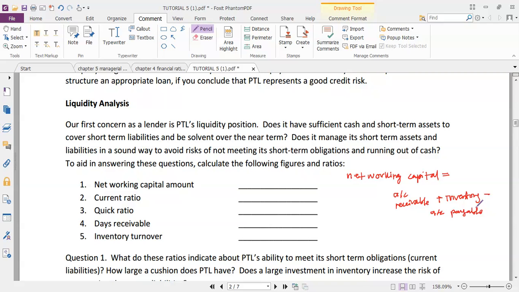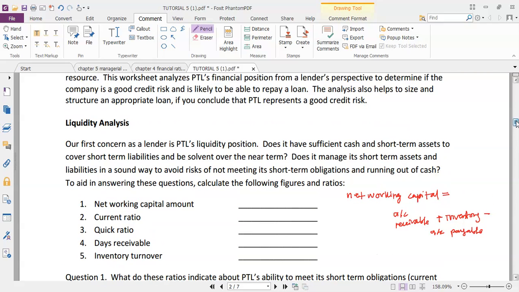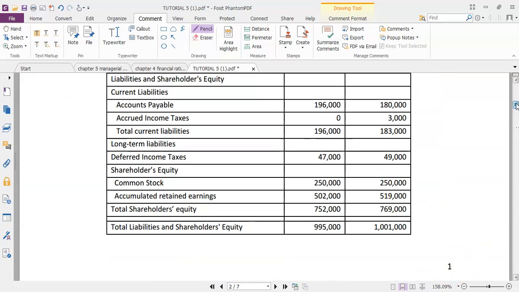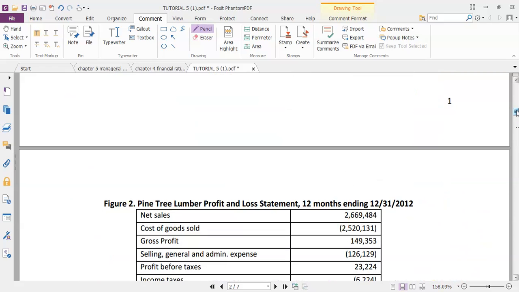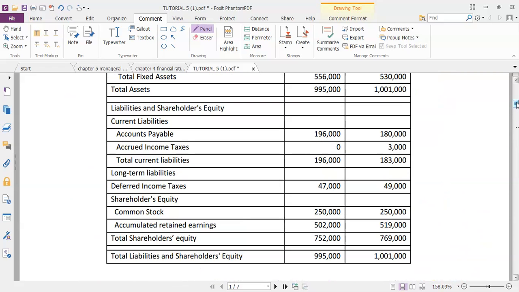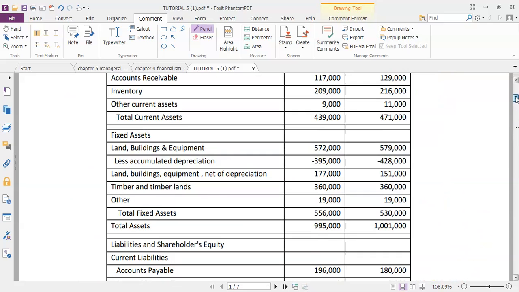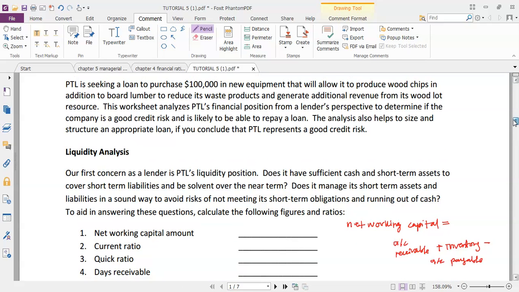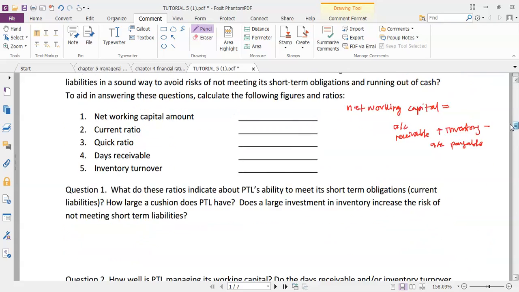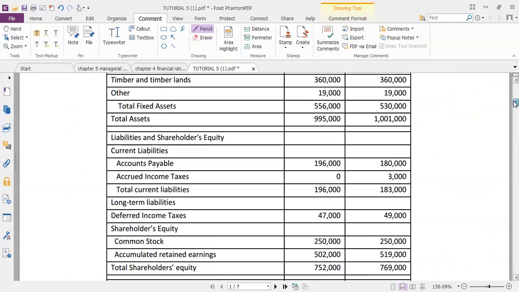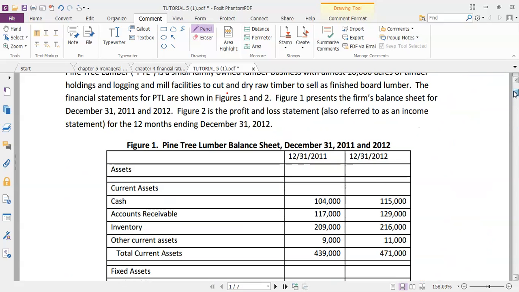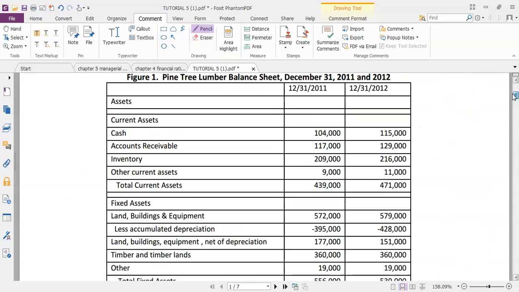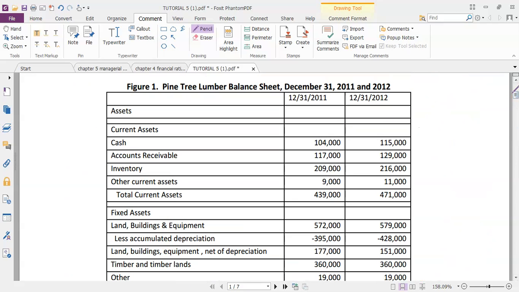So can you find out how much is the PTL account receivable? Okay, how much is their account receivable? Can you find out? Which year do we do? Okay, we just do the year 2011 only. So how much is our account receivable in 2011?